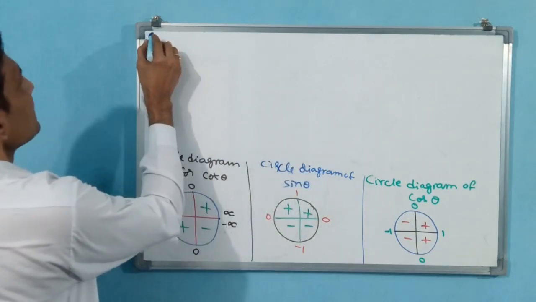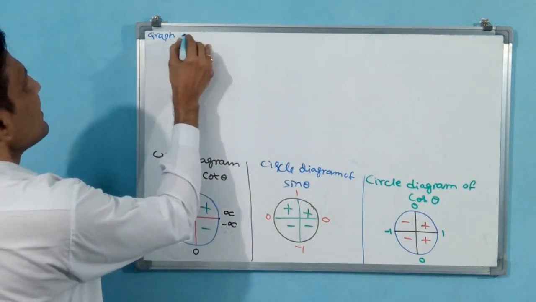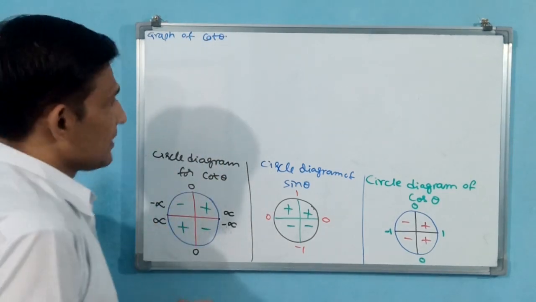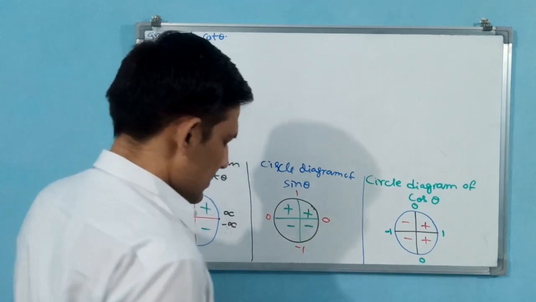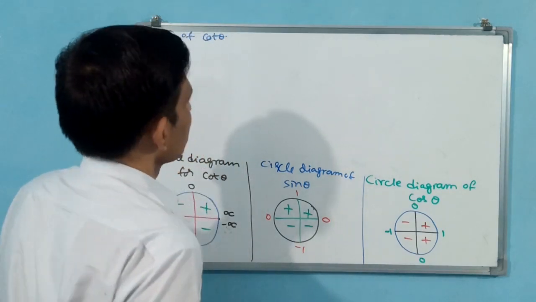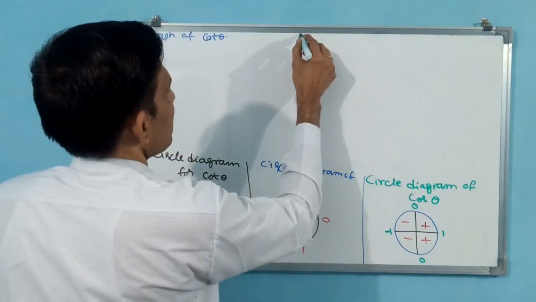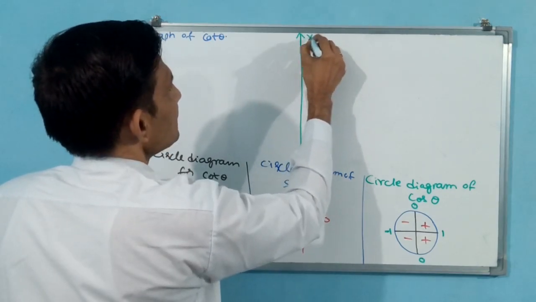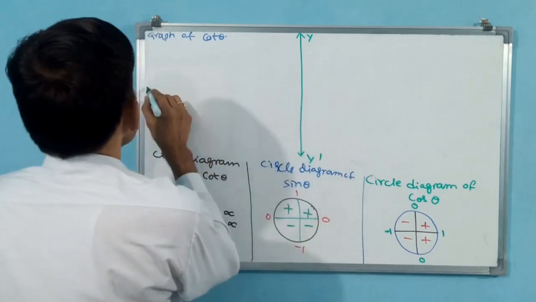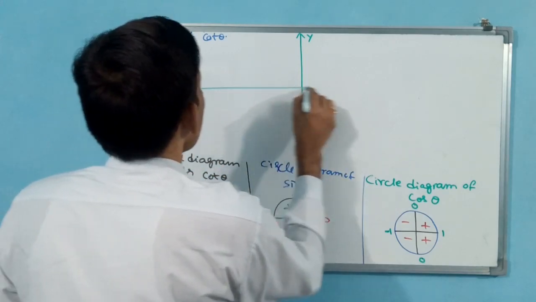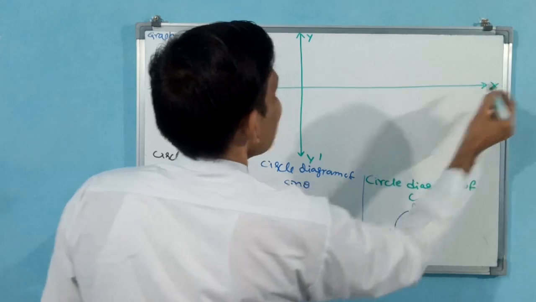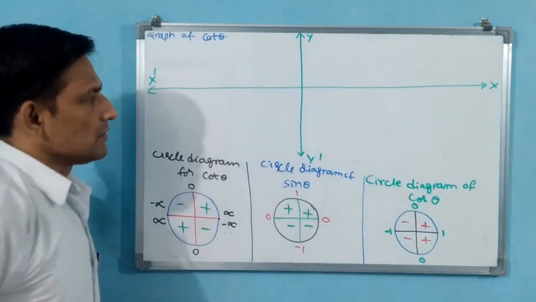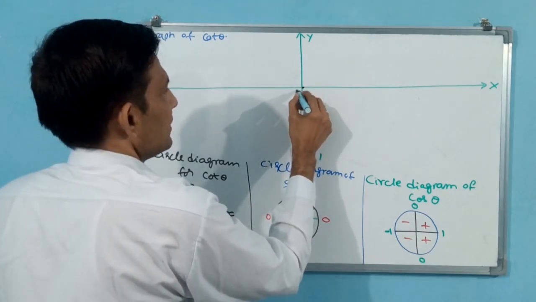Graph of cot theta. I am writing here graph of cot theta. We are drawing the graph of cot theta. See, this is Y dash, X dash. Now let us draw divisions.